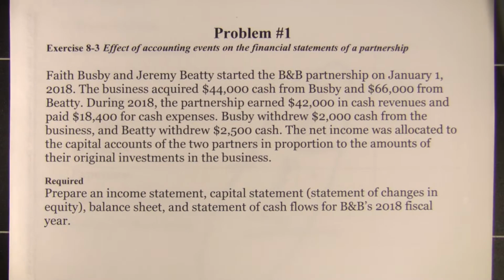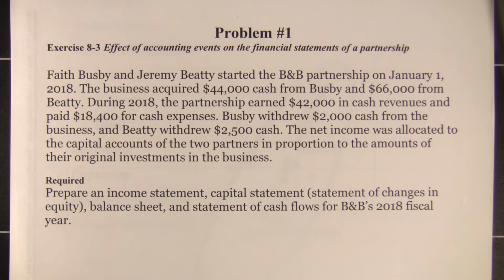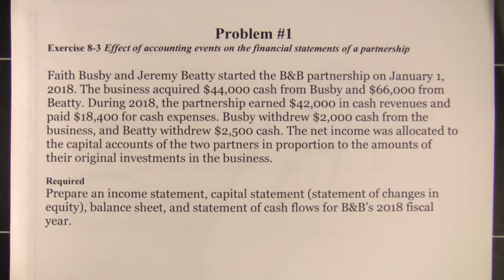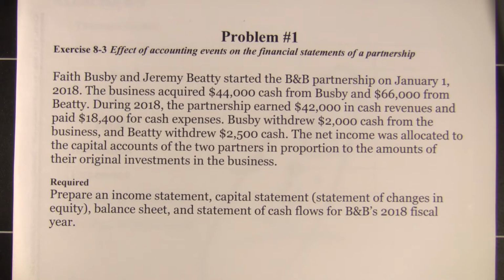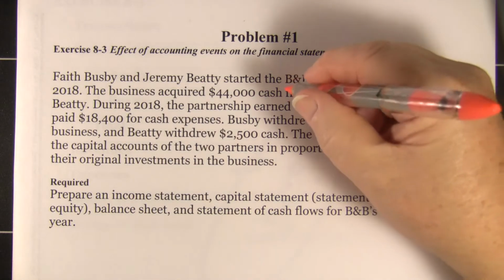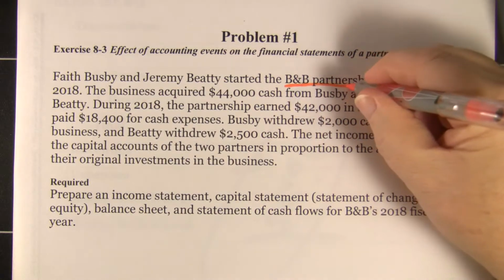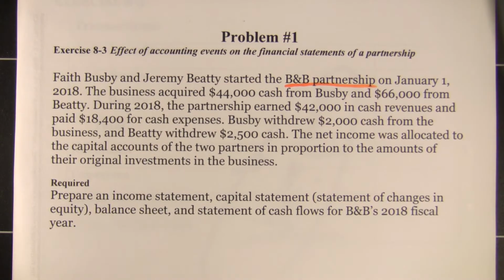Problem 1 from chapter 8, this is exercise 8.3 in your textbook, is a little different kind of problem. It's a different kind of business entity, but a very common one, and one that some of you are bound to end up working with and managing in the future. This is a partnership: 2 or more people getting involved for any legal profit-making endeavor.